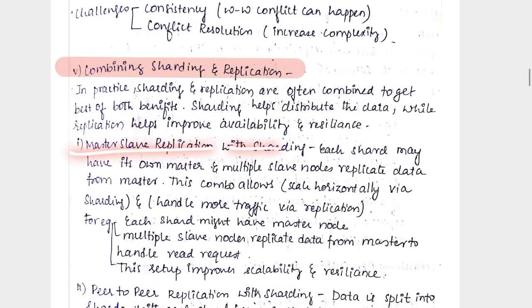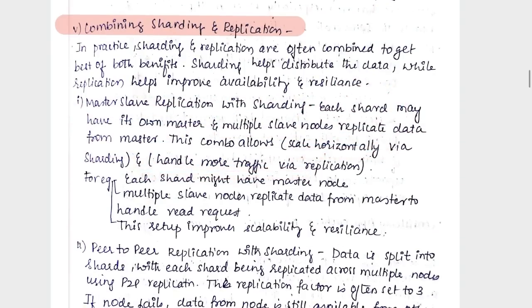So master slave replication with sharding. Each shard may have its own master and multiple slave nodes will replicate the data from master. This will allow the combination, that is scaling horizontally and handling more traffic via replication. Each shard might have a master node. Multiple slave nodes can replicate data from master to handle the read requests. So this setup will improve scalability with the resilience of replication. So again, both the aspects have been covered here under master slave replication.